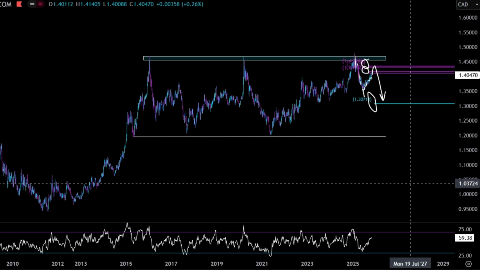So yeah, those are the moves I'm looking at for the US dollar, the Canadian dollar, for stocks, crypto, you name it, in the next 3 to 6 to 8 months. Let's see what plays out.